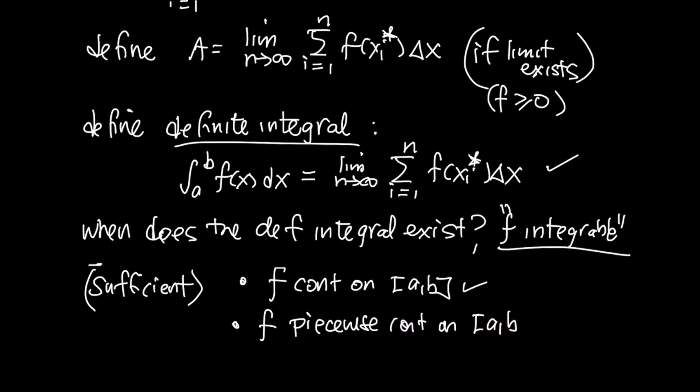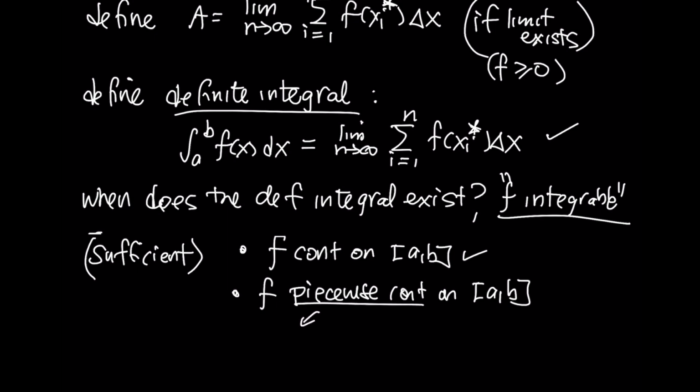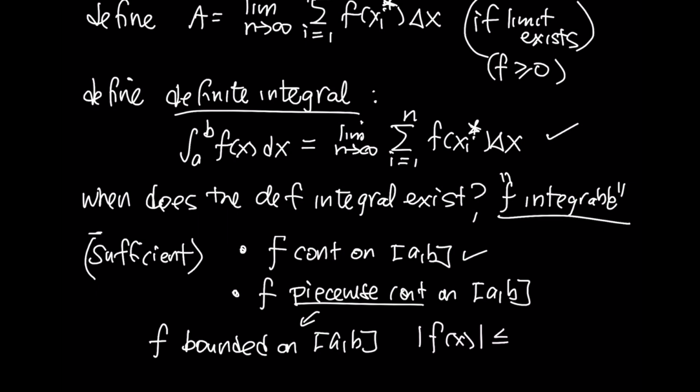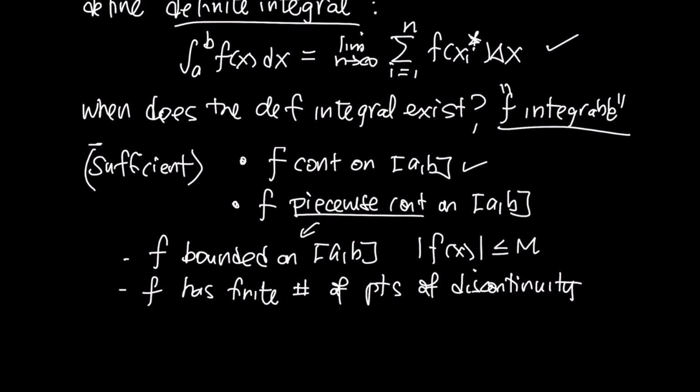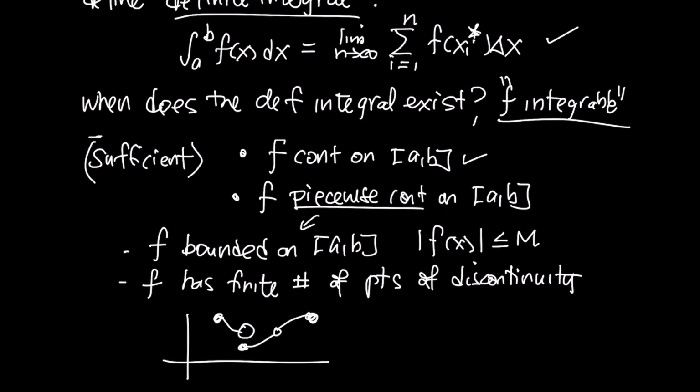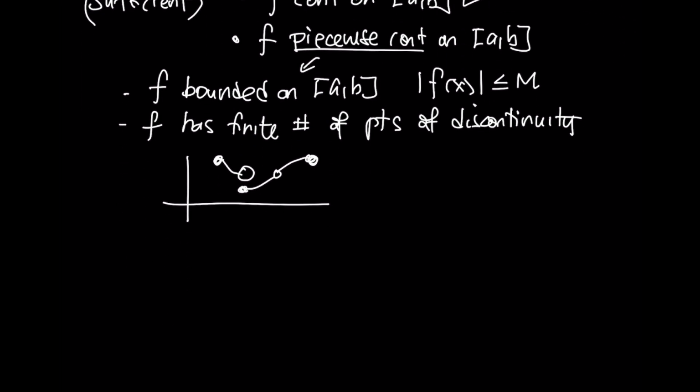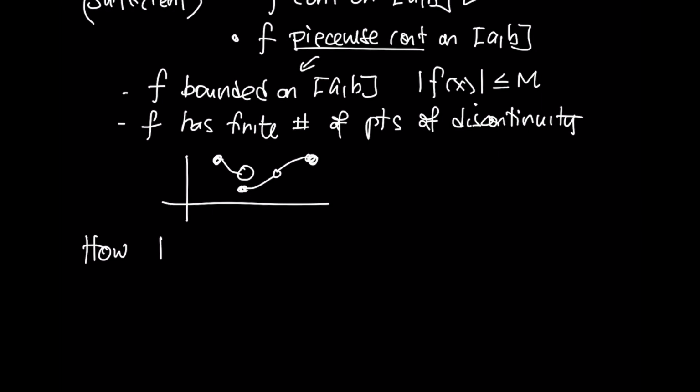Piecewise continuous is something a little weaker or a little less well-behaved than continuity. Piecewise continuity means that your function is bounded on the interval a, b, which means that the size of your function is less than or equal to some positive number, and f has a finite number of points of discontinuity. So that means breaks or holes or gaps, etc. So for example, functions that do something like this can be integrable on your particular interval. Knowing whether a function is integrable just means that you know that this definite integral will exist.